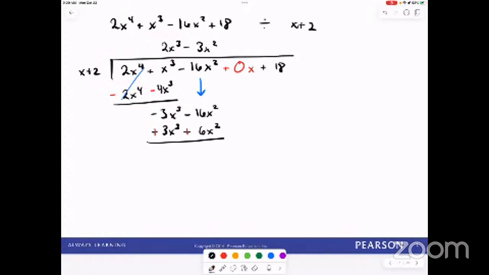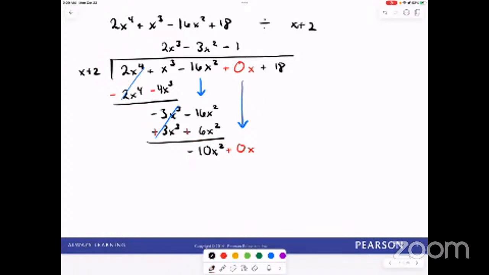We combine like terms. The first term, a number plus its opposite, these guys add to 0. -16 plus 6 is -10. -10x squared. Then we bring down the next term, which happens to be our placeholder. Okay. Then we repeat the process again. -10x squared divided by x is going to be a -10x.